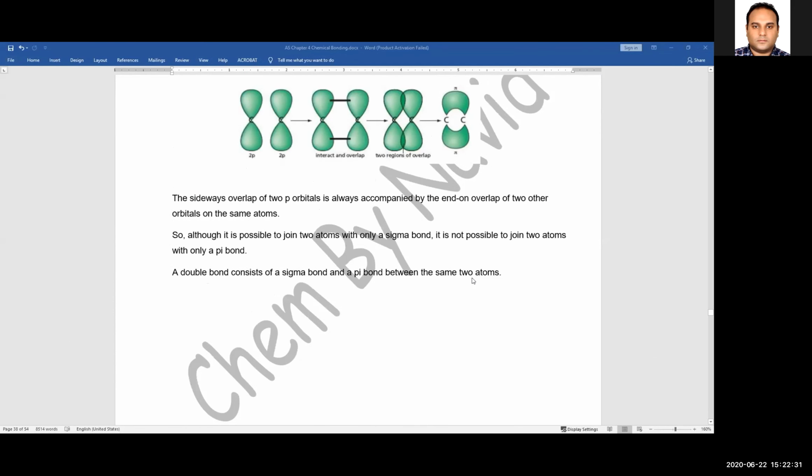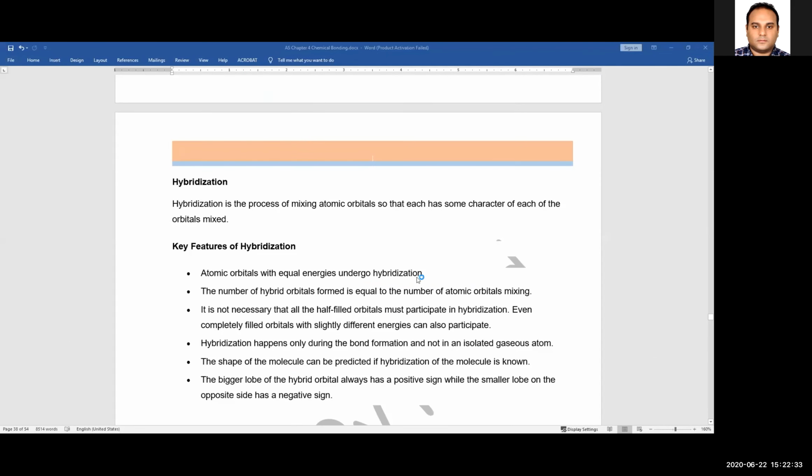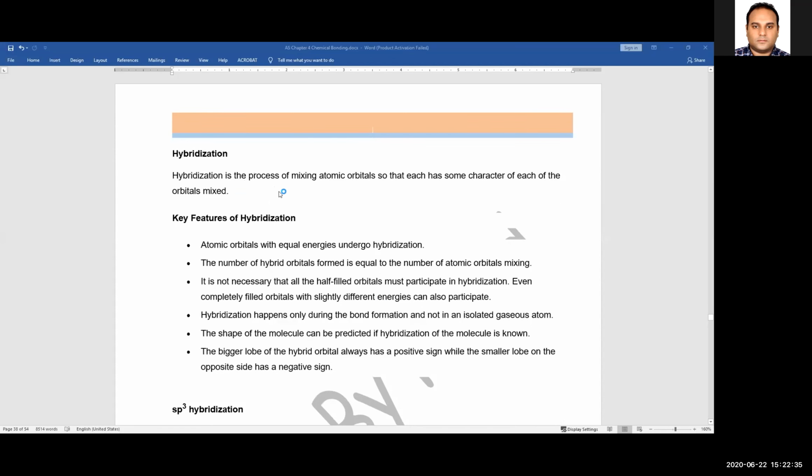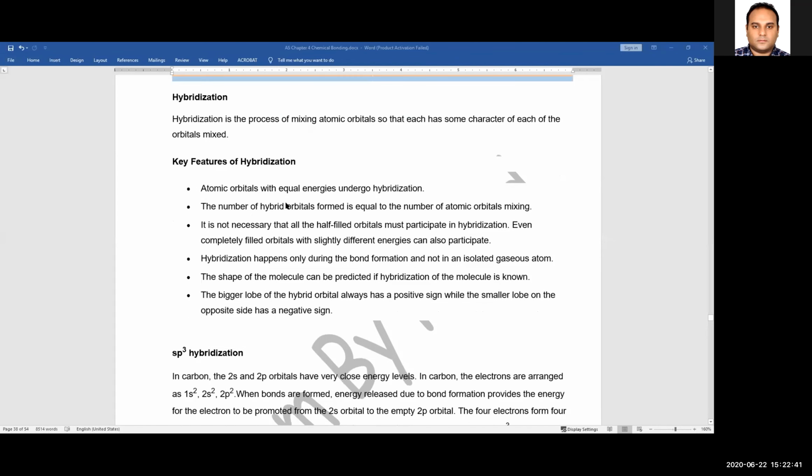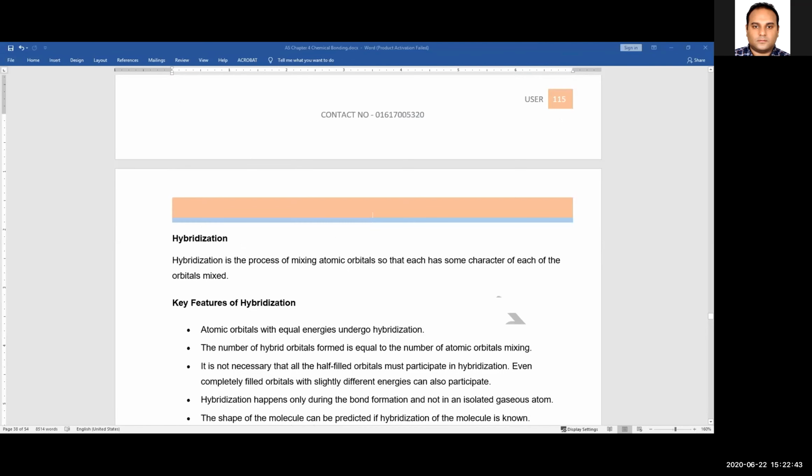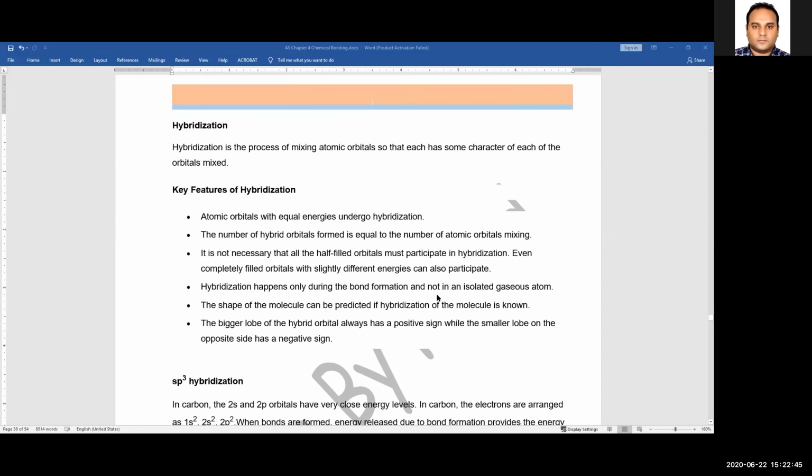Next is what is hybridization. So hybridization is basically the mixing of atomic orbitals so that each has some character of each of the orbitals mixed. So Amra, first we'll watch a video and then we'll come back to hybridization.